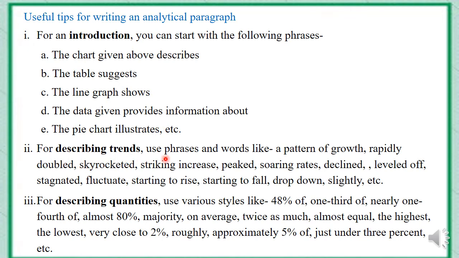For describing trends, you can use phrases and words like a pattern of growth, rapidly doubled, skyrocketed, striking increase, peaked, soaring rates, decline, leveled off, stagnated, fluctuate, starting to rise, starting to fall, drop down slightly, etc. These are the words you can use to describe trends. Next, for describing quantities, what are the phrases you can use? Use various styles like 48% off, one third off, nearly one fourth off, almost 80%, majority, on average, twice as much, almost equal, the highest, the lowest, very close to 2%, roughly, approximately 5% off, just under 3%, etc. These are the phrases you can use to describe quantities.